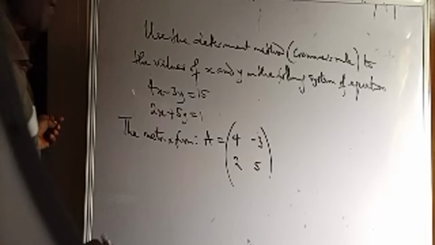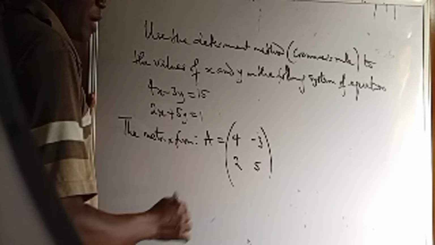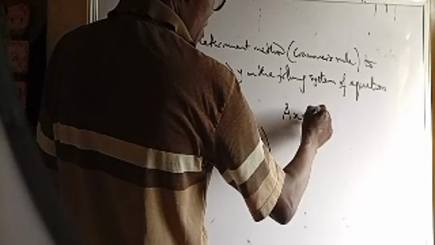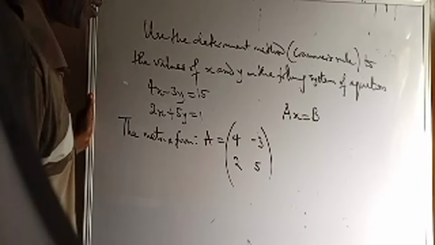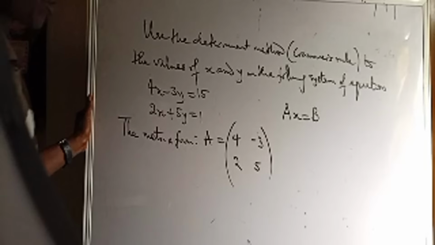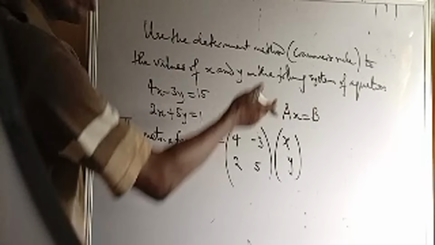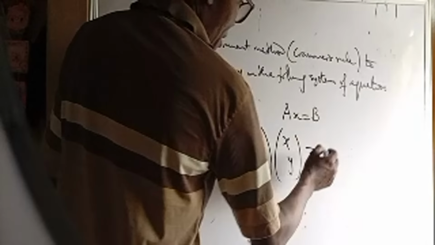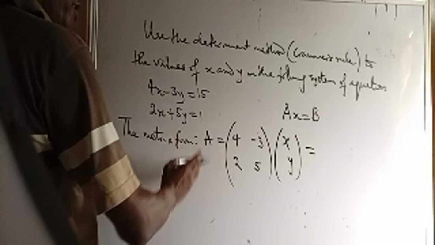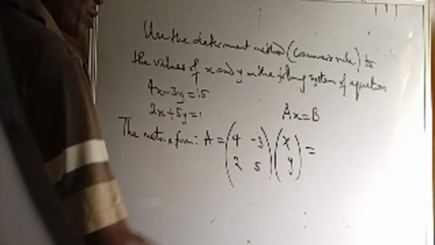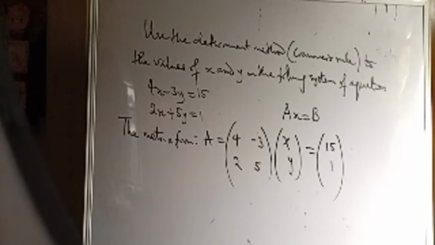Now, actually what we are targeting is we want to express our matrix in the form AX equals to B. So, the next here will be XY, because this X will now represent the unknowns that we're looking for. And the B is the values we have, the column matrix for our constant, 15 and 1. Good. That is how we are going to do it.